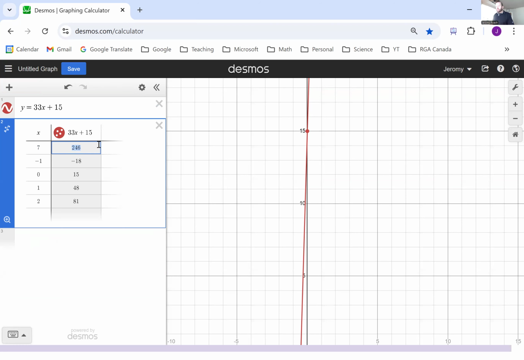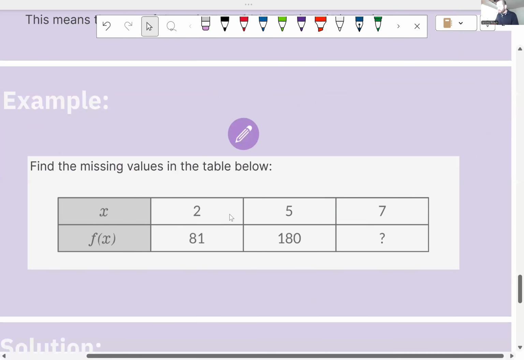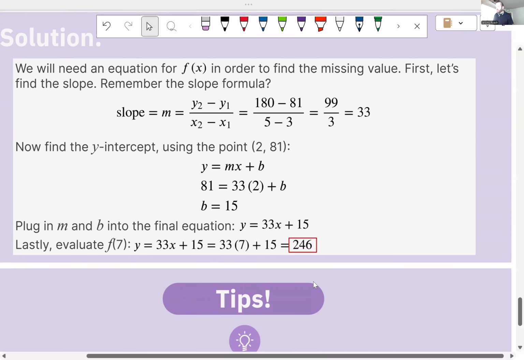So the nice thing about doing it this way is it does all the math for you. And you won't make a mistake with any of the plugging in the numbers if you have fractions or decimals or something that's more challenging to work with. All right, and then the associated slides tell us the answer is 246 as well.